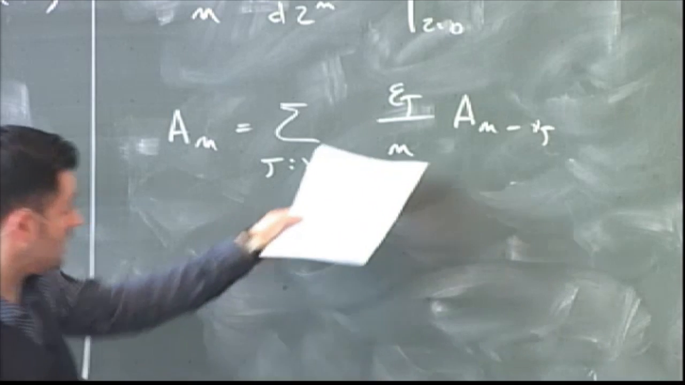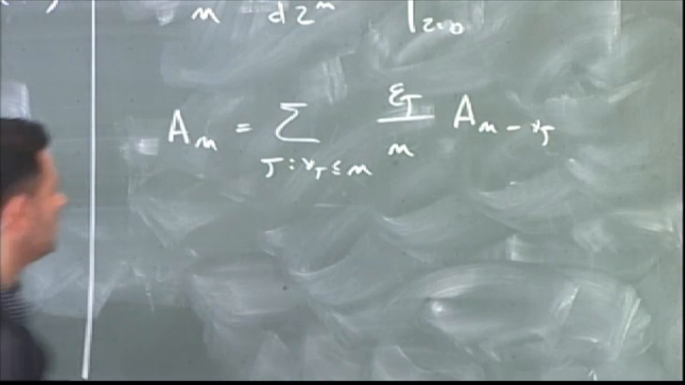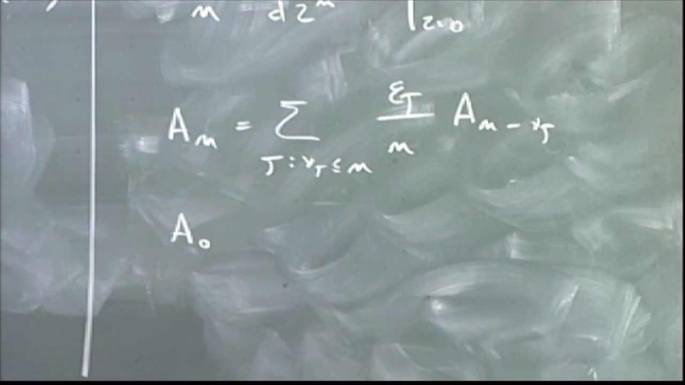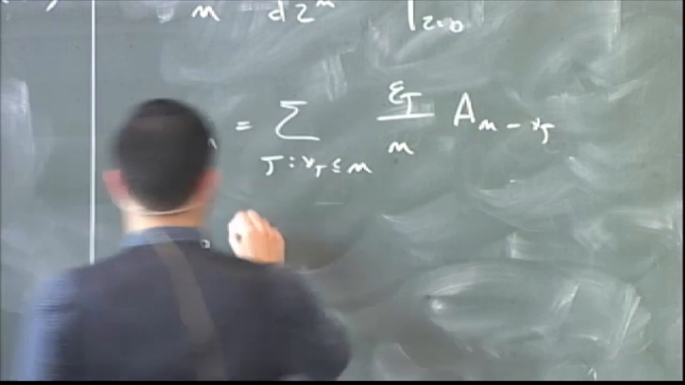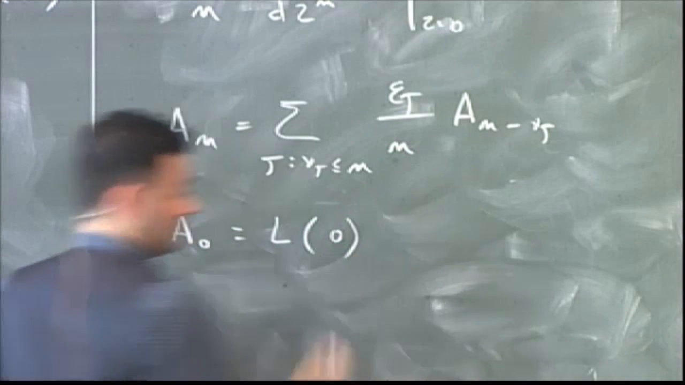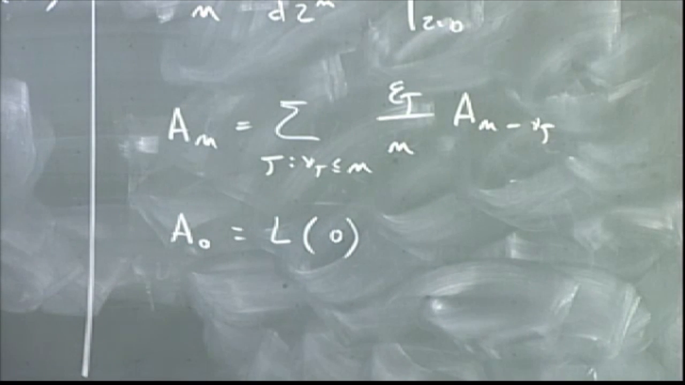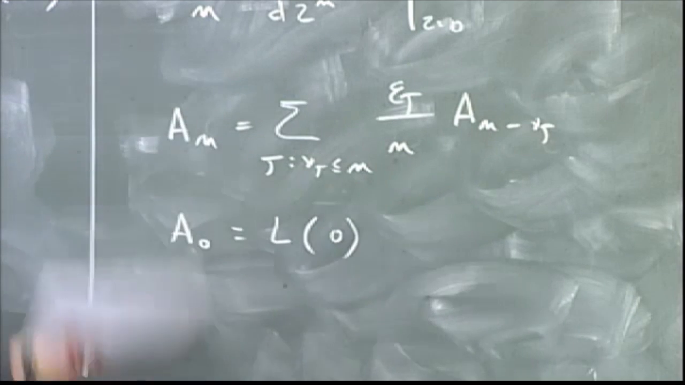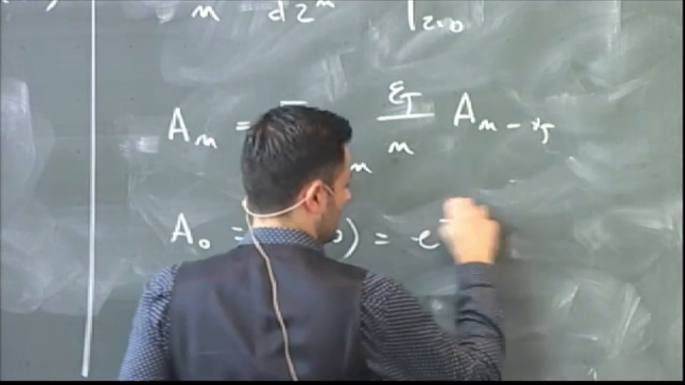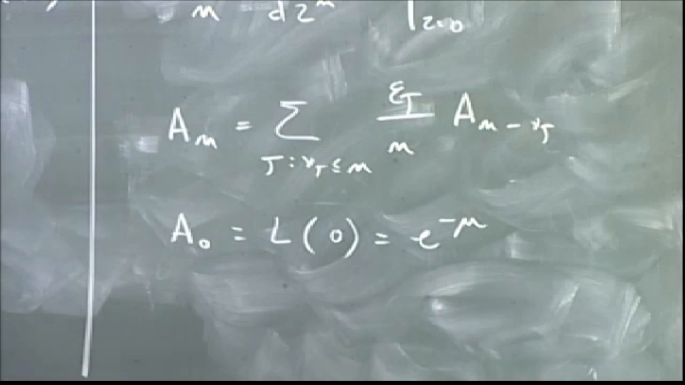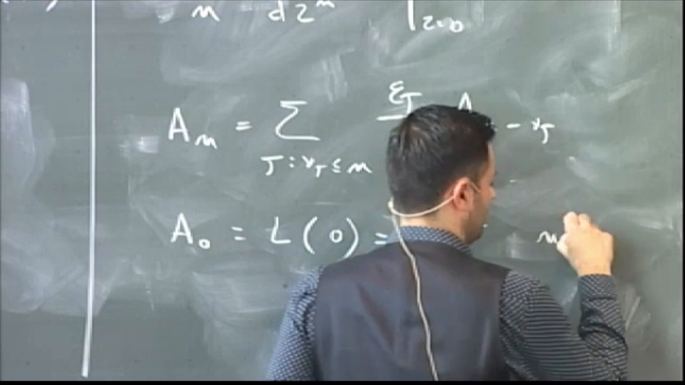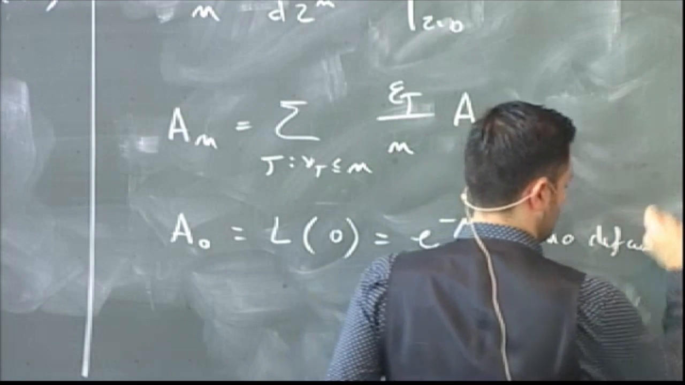So what you see is that this is a recursive formula, and there is obviously an initial condition required, which is a0. And a0 is what? Is L0. L0 means N0, because E is there. Okay, L0, which is E to the minus mu. And this is essentially the no default case.